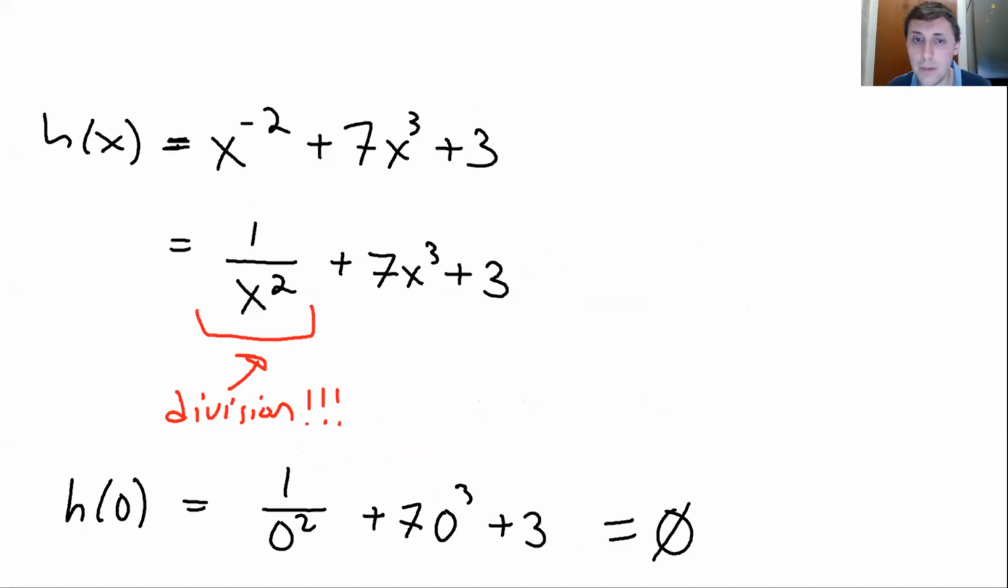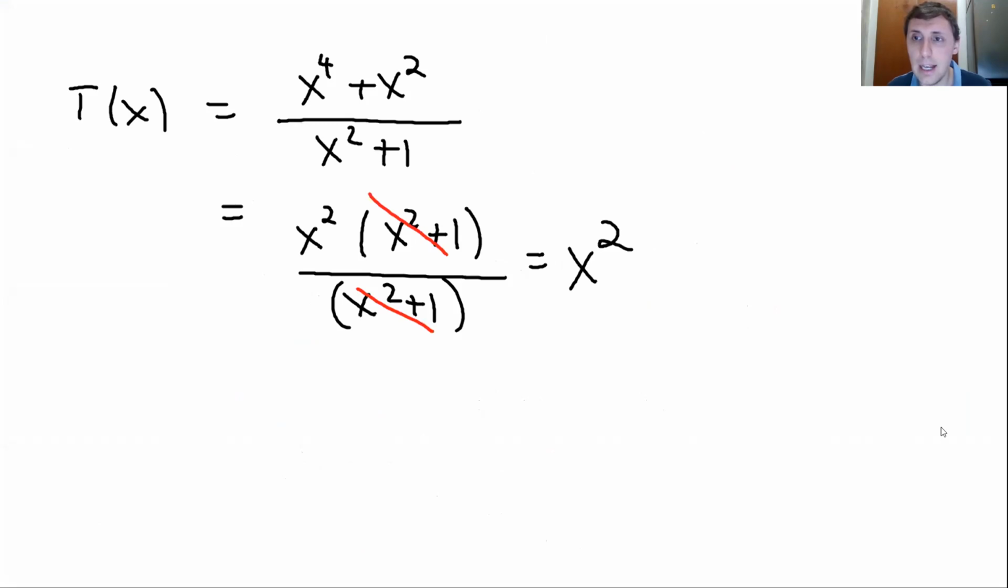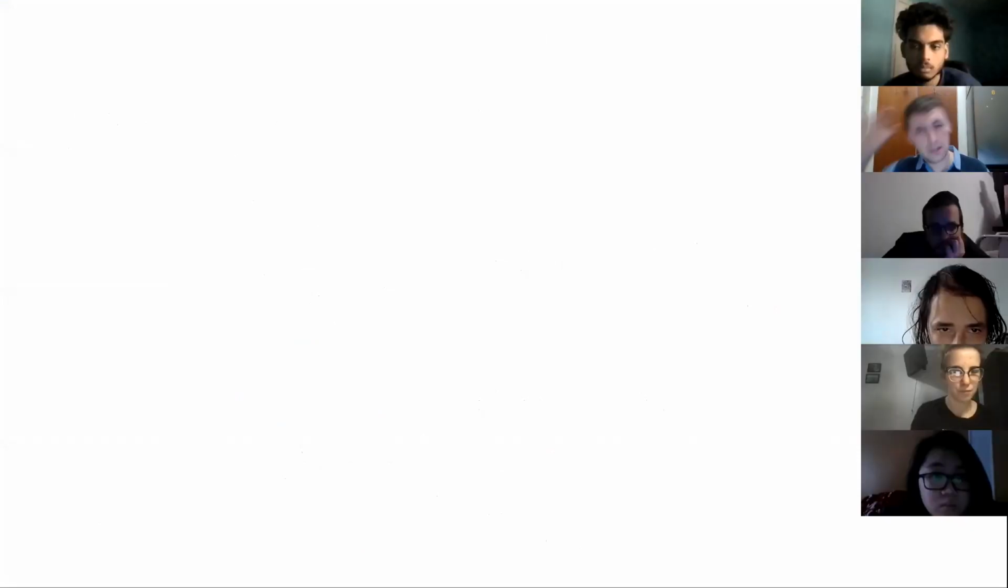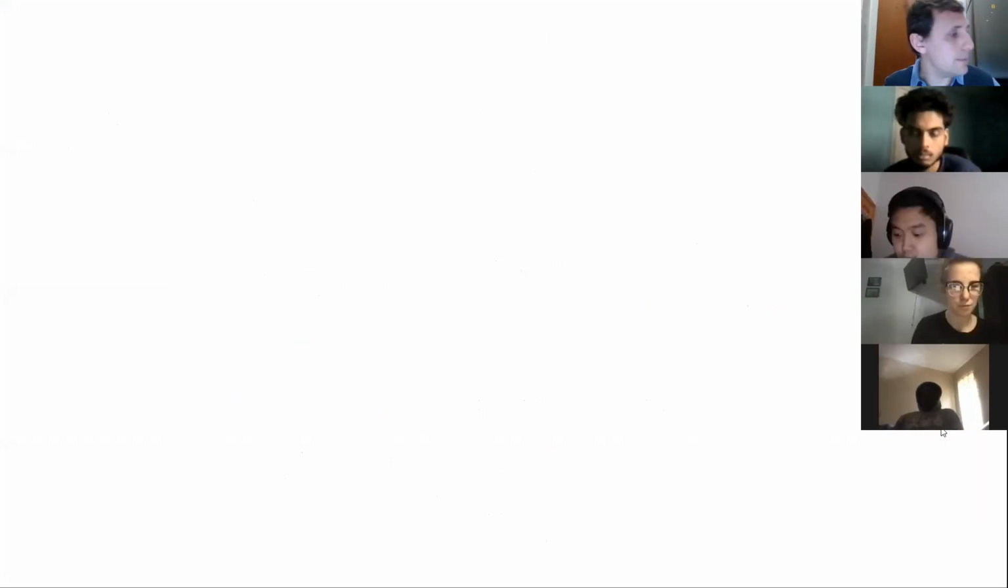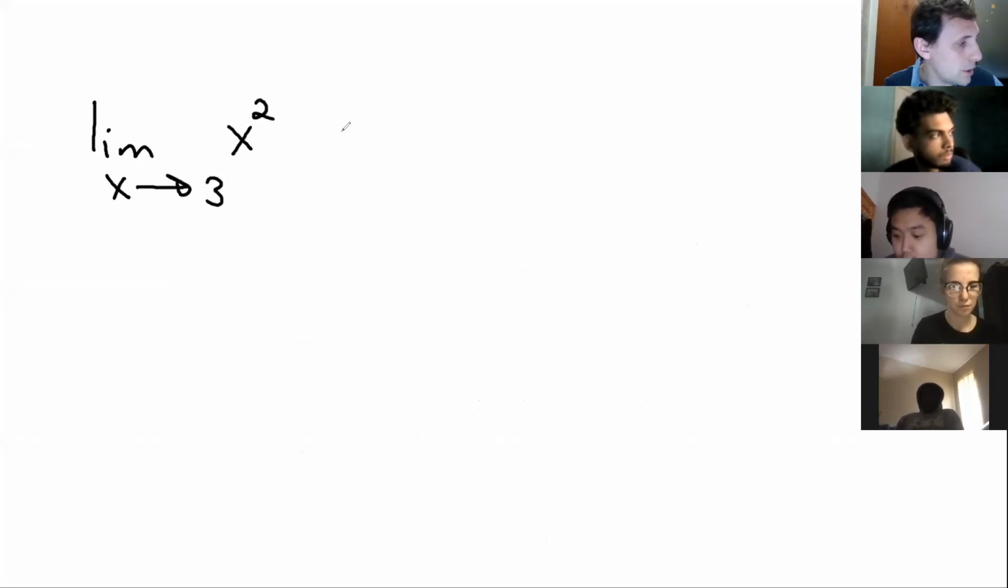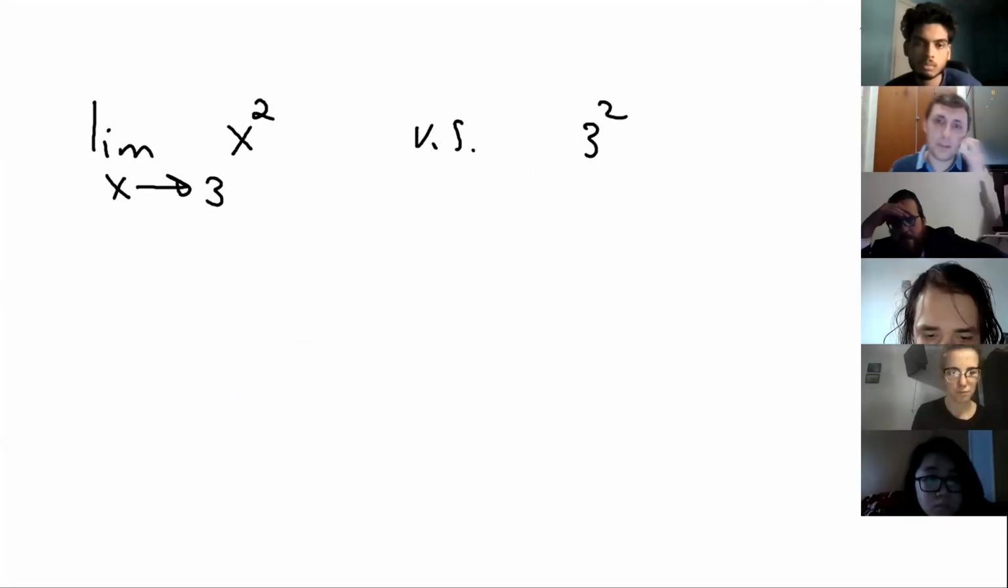Would anybody tell me what is a limit? What do you do? So when I, for example, calculate a limit as x goes to 3 of x squared versus 3 squared, what's the difference? You see here, I am using the square operation in both situations, but on the left, I'm using a limit. What am I doing?